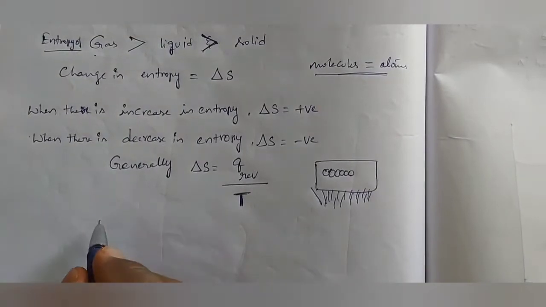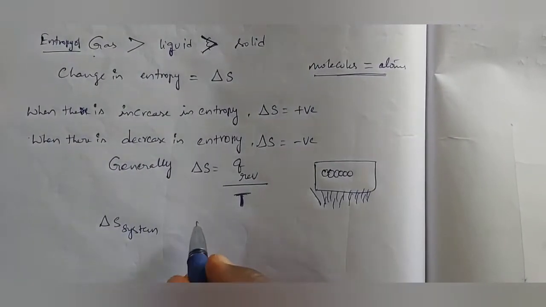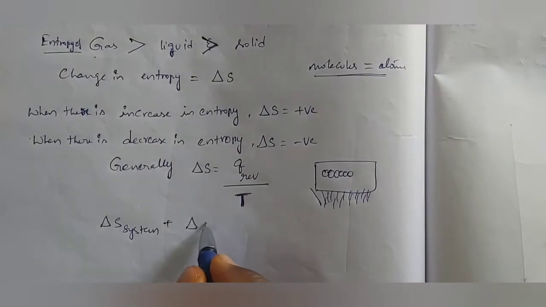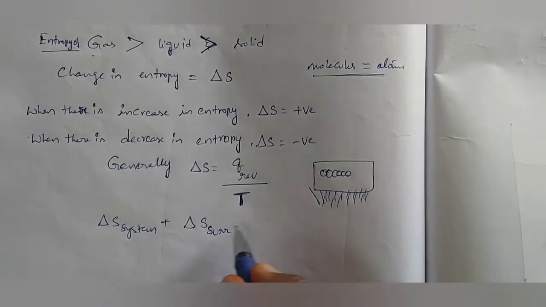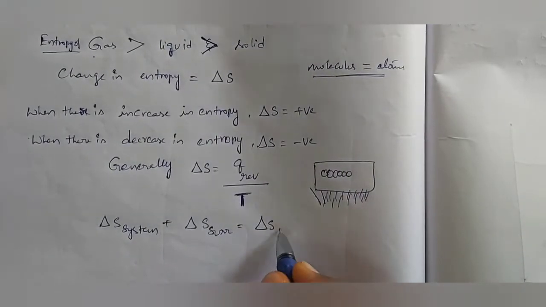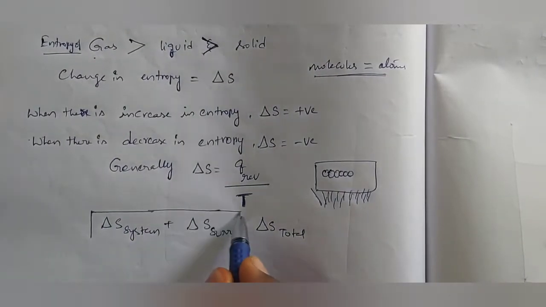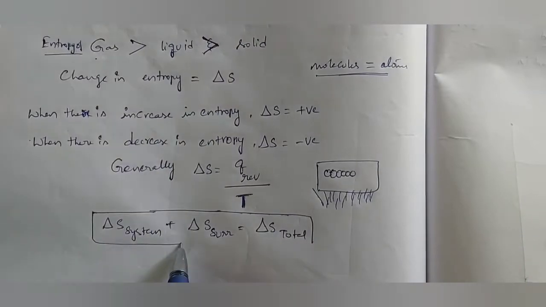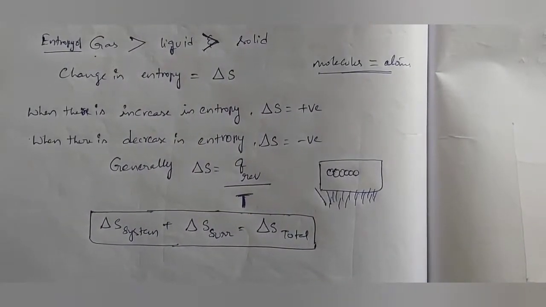Next, we can write change in entropy for the system and change in entropy for the surroundings also. Delta S system plus delta S surroundings is equal to delta S total. These are all small things only.